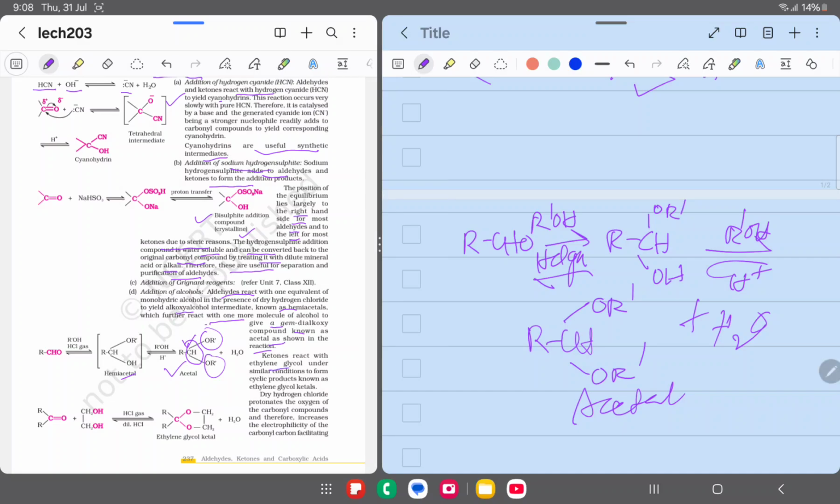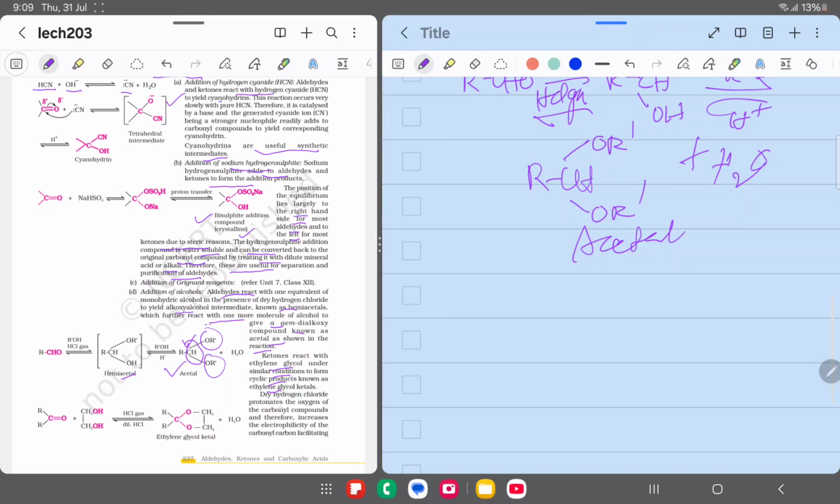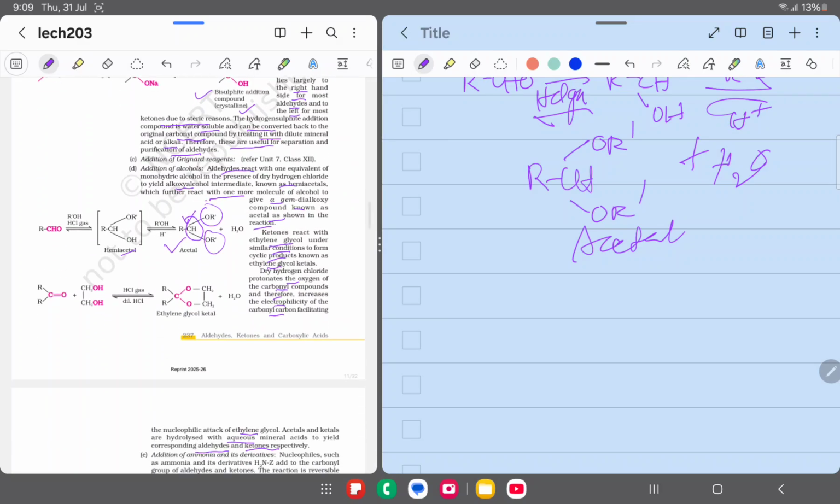Ketones react with ethylene glycol under similar conditions to form cyclic products known as ethylene glycol ketals. Dry hydrogen chloride protonates the oxygen of the carbonyl compound and therefore increases the electrophilicity of the carbon, facilitating the nucleophilic attack of ethylene glycol.